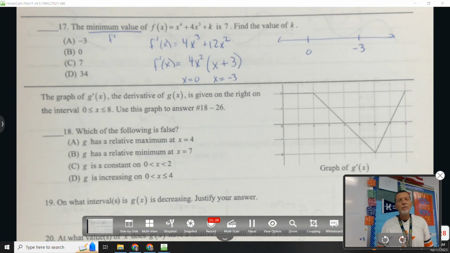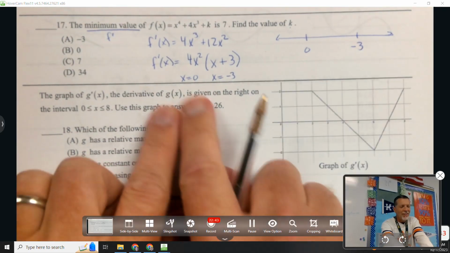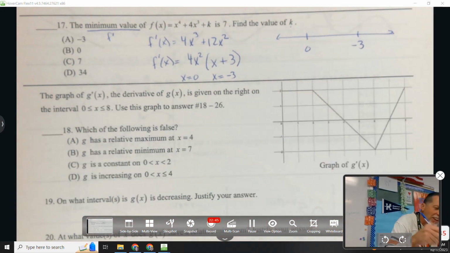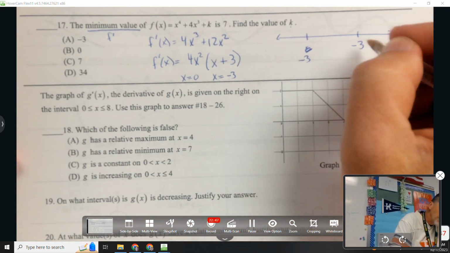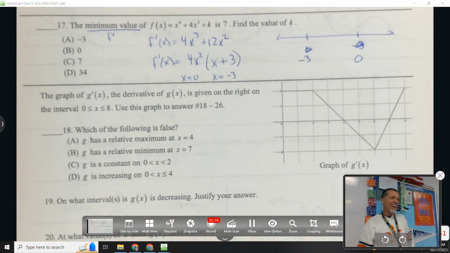Oh, that's a terrible thing that I just did. I love it when students do that. I did not mean to do that, but that's brutal. You see what the mistake is? And that's why it happens. I just wrote them in order, so 0 and -3. No, let's put them on the number line. The whole point of a number line is that it's in order. So let's put the negatives on the left and the 0 on the right.